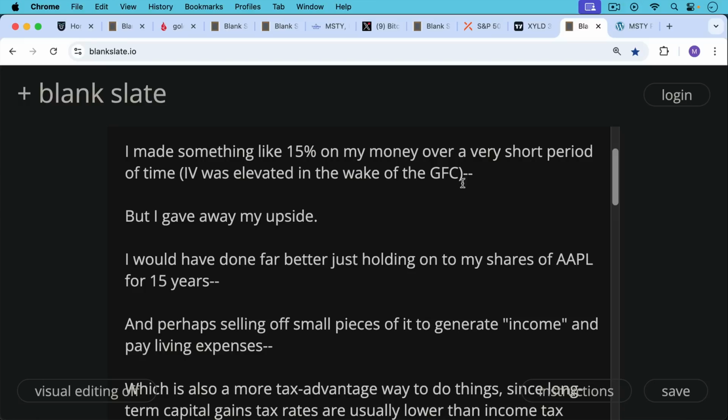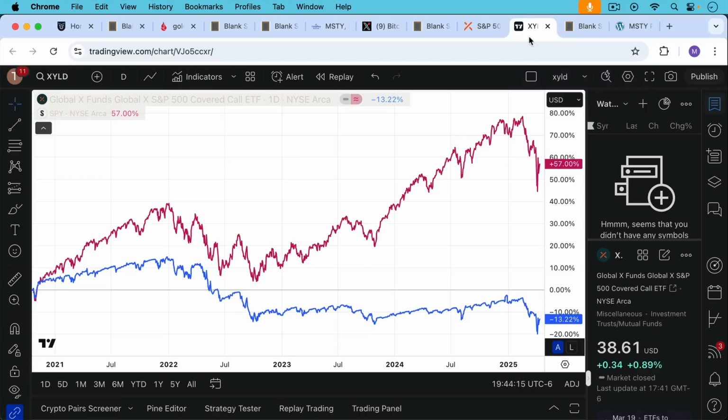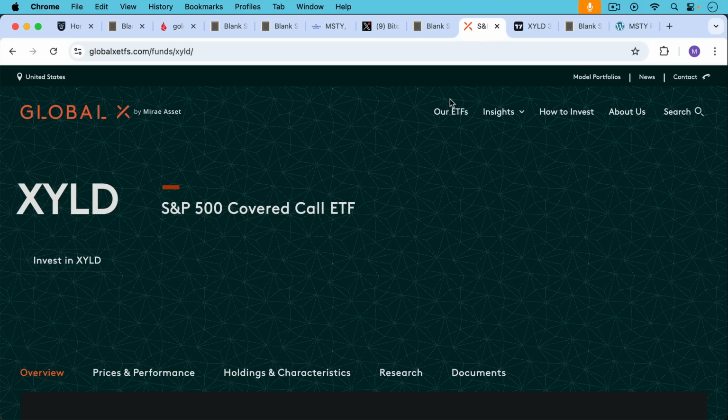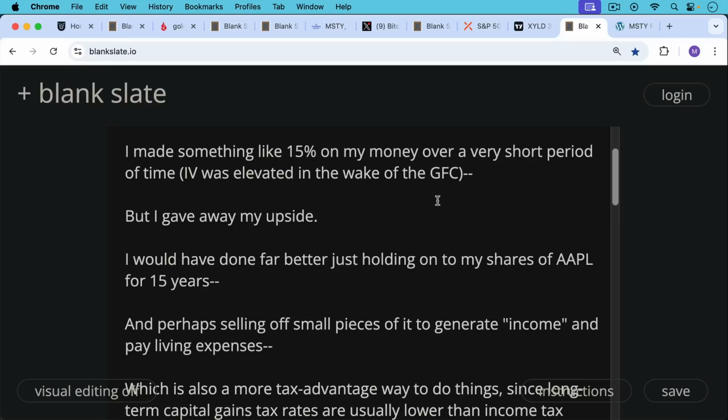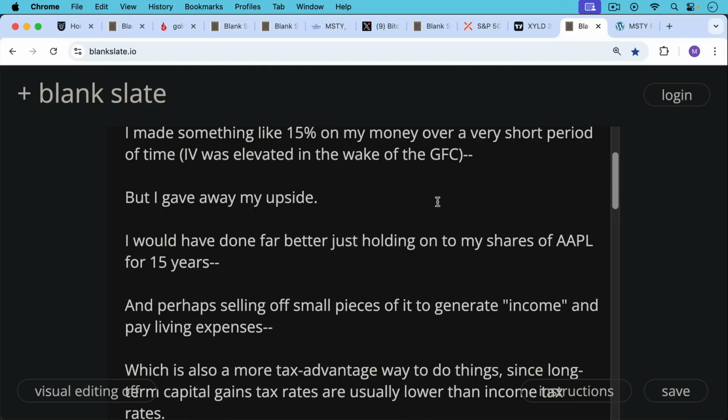Of course, after the shares are called away from you, you can buy new shares and write covered calls again, but you will end up underperforming in the same way that this product XYLD underperforms SPY. So Apple was something I expected to go up a lot. So what I did with these covered calls was kind of stupid.